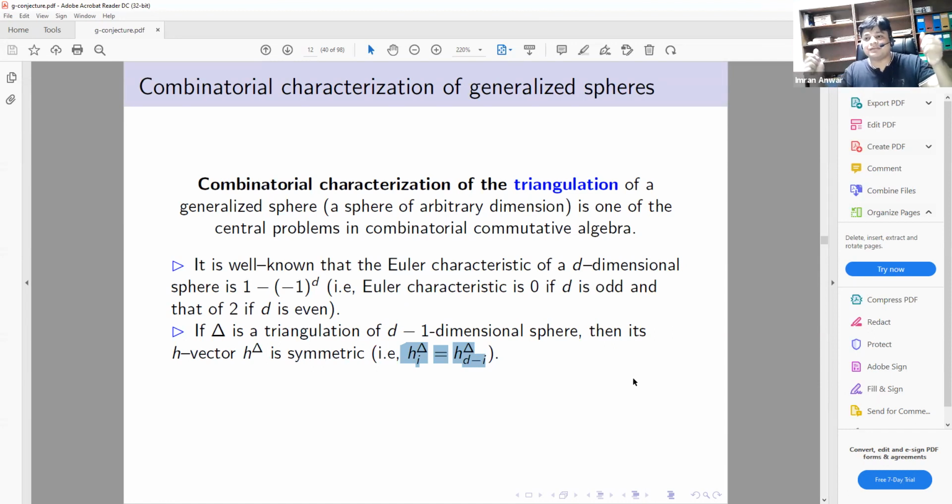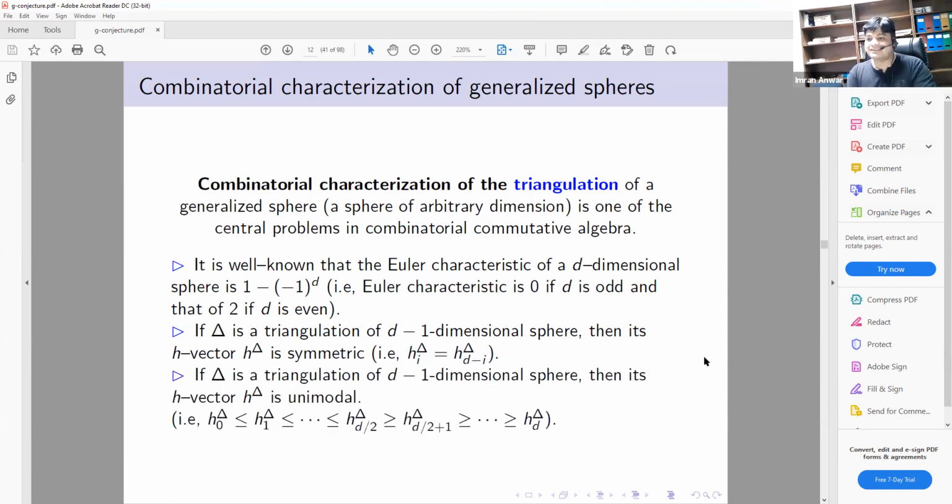This is just an example of symmetry, what I mean by symmetry. By symmetry I mean that you read the sequence from here or from here, and it reads the same. So the H vectors are always symmetric for the sphere, however you do the triangulation, and this is a very surprising result. And the second surprising result is that they are always unimodal.